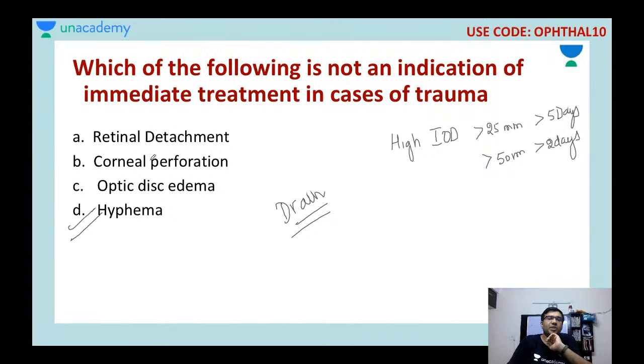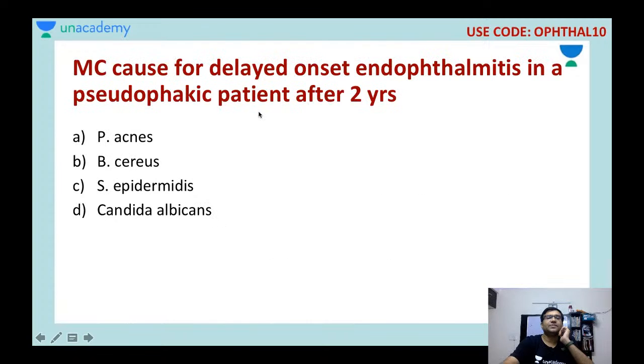So the answer here would be D. Remember, retinal detachment, corneal perforation, and optic disc edema are signs of very serious damage to the ocular structures, and they need immediate correction in these patients. Okay, let's move to our next question.